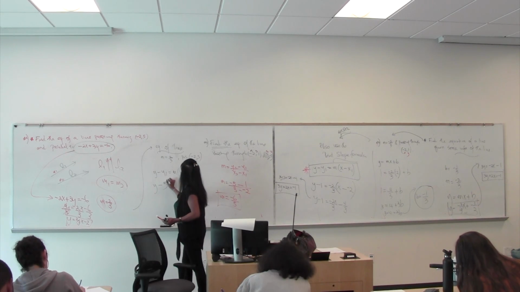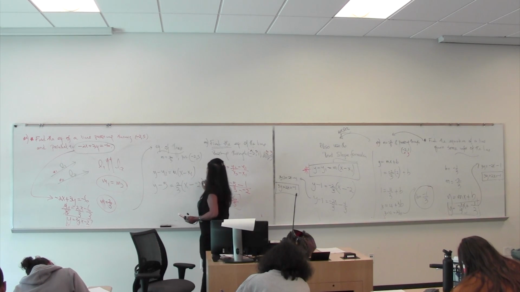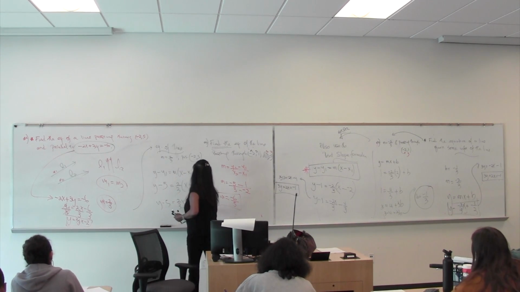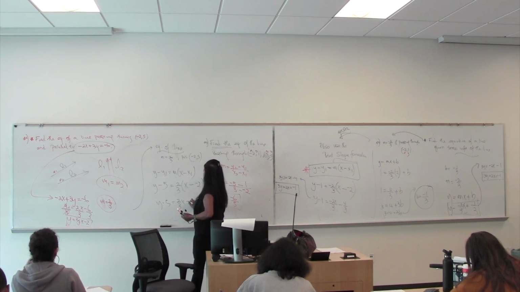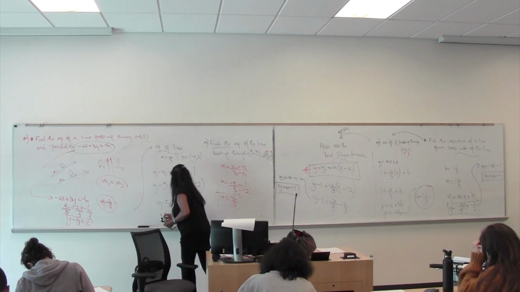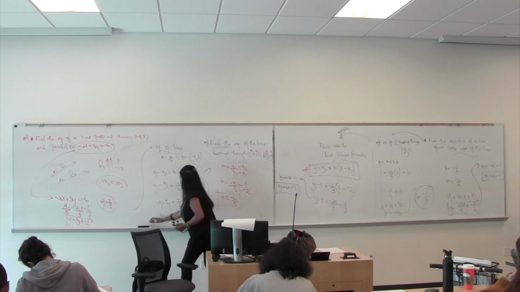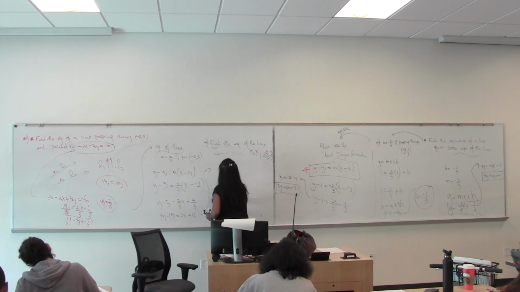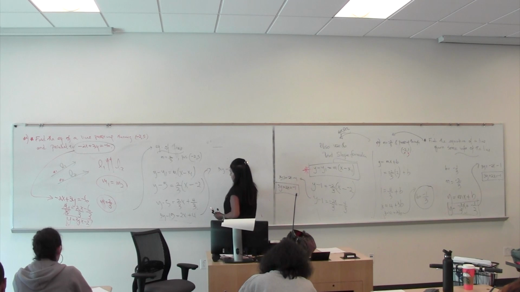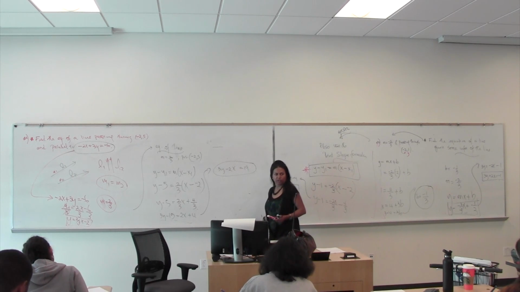y minus 5 is equal to m, which is 2/3, times x minus, what is x1? Negative 2. So y minus 5 is equal to 2/3 x plus 4/3. Multiply everything by 3: 3y minus 15 is equal to 2x plus 4. So 3y minus 2x is equal to 19. Right? That's the equation of the line that we need to find.